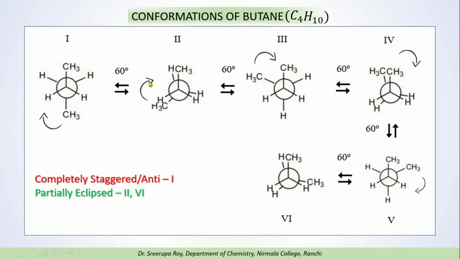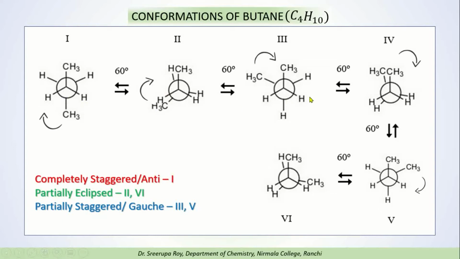Another rotation in the clockwise direction by 60 degrees about the carbon-carbon single bond generates this third form, which is the partially staggered gauche form. In this form, the methyl groups are lying close to each other, and the angle of separation between them, that is the dihedral angle, is 60 degrees. This form is more stable than the second form, that is the partial eclipse form, but less stable than the first form, that is anti form.